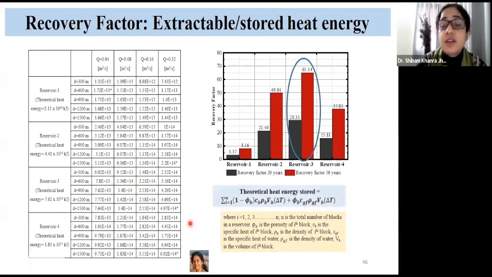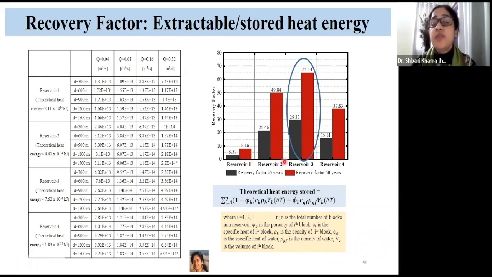And then this total heat energy is stored in the rock and fluid of that reservoir, which again can be estimated. As you can see, it constitutes the total heat, where B indicates the block, meaning the rock or porous block, and F indicates the fluid. So in the fluid you have the stored heat and then in the block, so together it constitutes the total heat stored. So the ratio of that extractable energy divided by this theoretical heat gives the recovery factor.